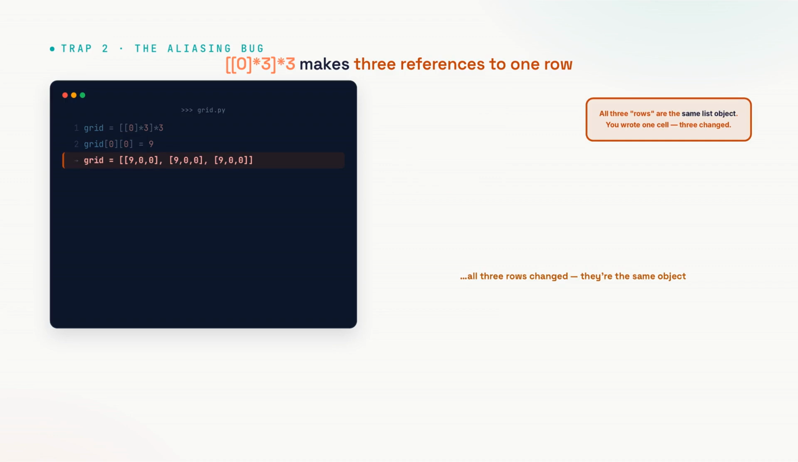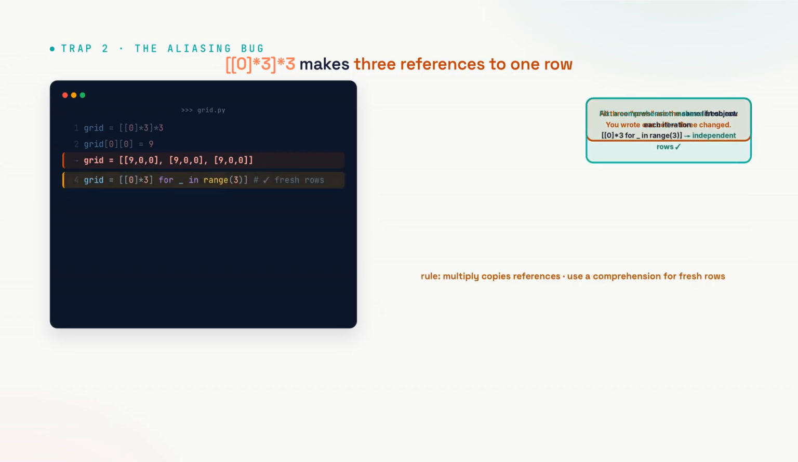Why? Because multiply copies references. All 3 rows are the exact same list object. You wrote one cell, 3 moved. The fix: use a comprehension, open bracket 0 close bracket times 3 close bracket for underscore in range 3. That builds a fresh row each iteration, so the rows are independent. Memorize this one. It's a classic interview gotcha.